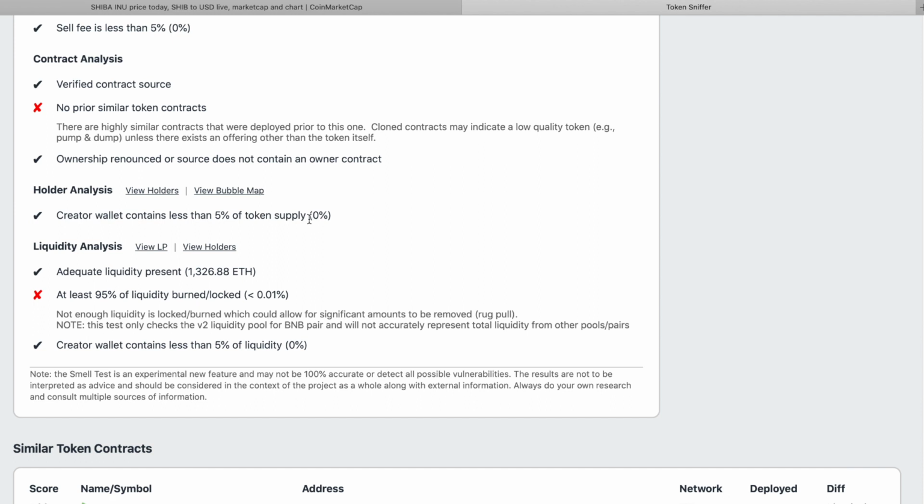If it's 5%, it's probably all right. But if it's more than 5%, in my opinion, it's a risky investment. Then liquidity present.